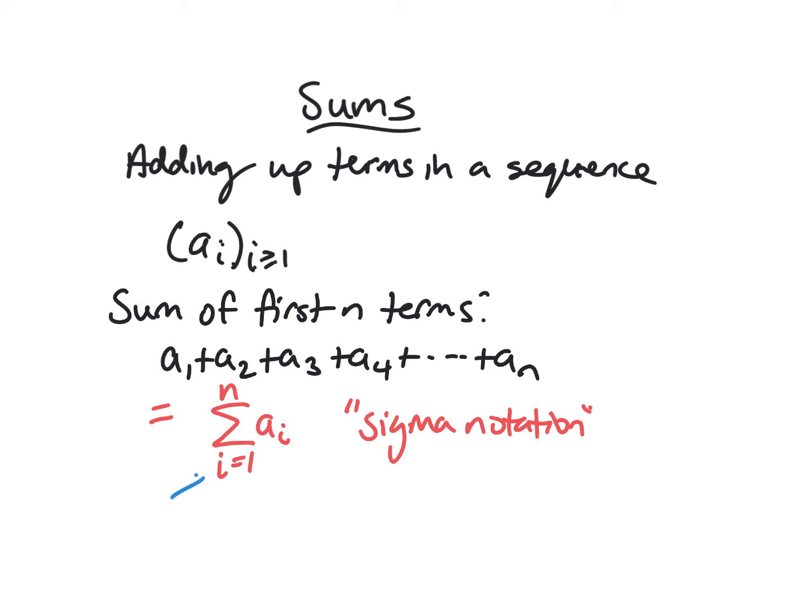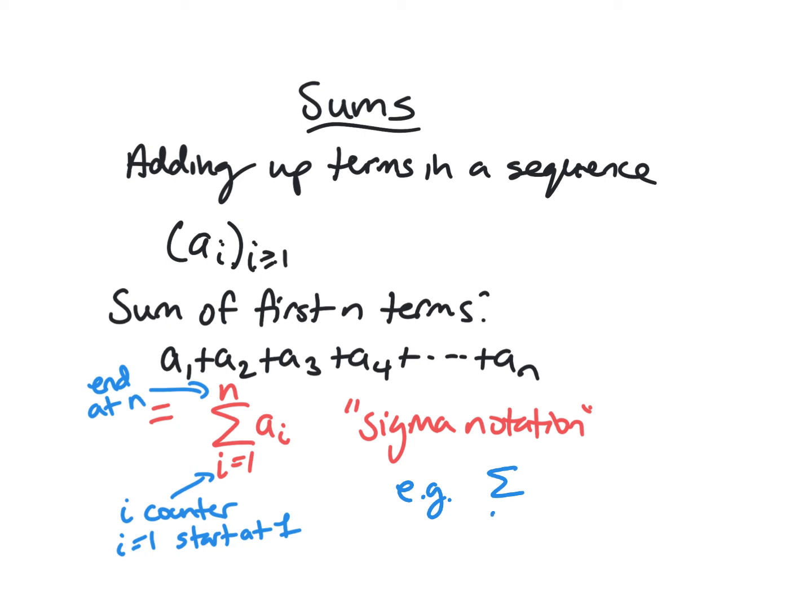So the i equals 1 here, i is your counter, your step counter, if you will. i equals 1 on the bottom says start at 1, and then the n on top says end at n. So for example, we could look at the sum from i equals 3 to 6 of just the sequence 2i. We start at 3, then plug in i equals 4, plug in i equals 5, and plug in i equals 6, and the sigma says we're adding all of these terms up. And so this would just be 6, 8, 10, 12.